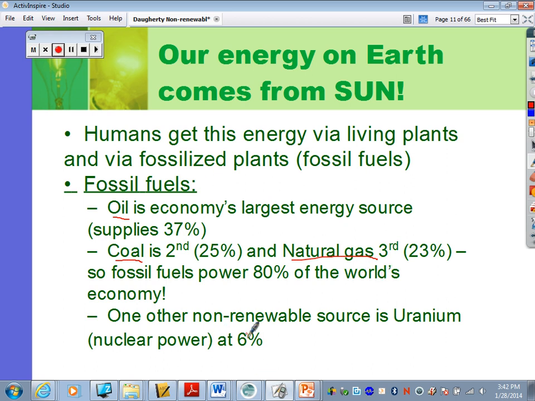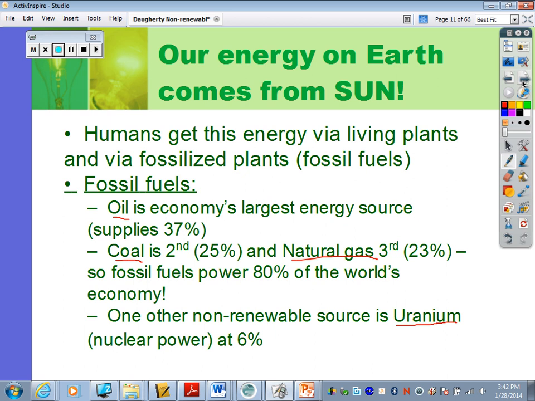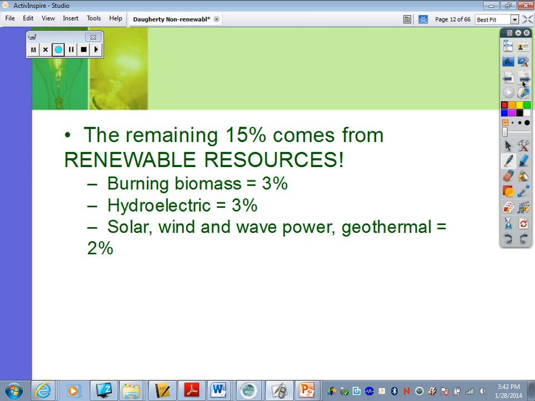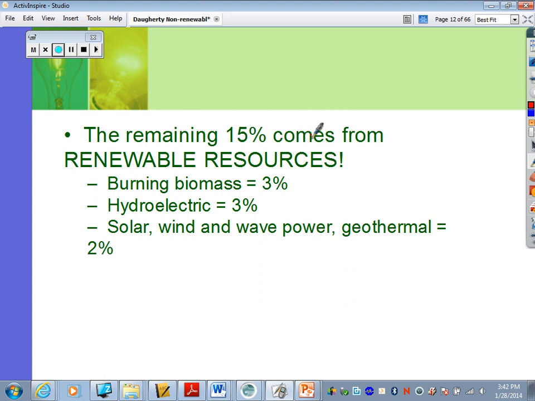One other non-renewable resource that I have not mentioned yet today is uranium. Uranium is what we use for nuclear power, which will be another set of notes we'll have this unit, but we only use them at a small percent, at about 6%. Okay, so that comes out to 86%. So the remaining about 15% is going to come from those renewable resources you've heard me mention. That's your next set of notes.